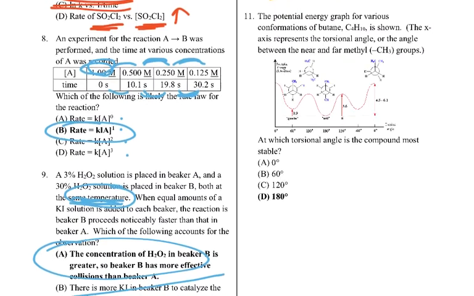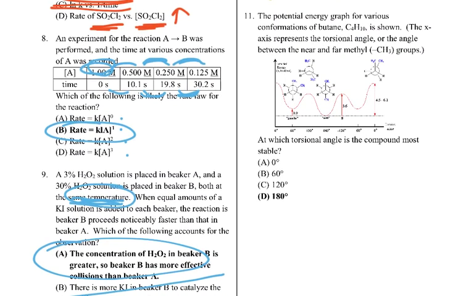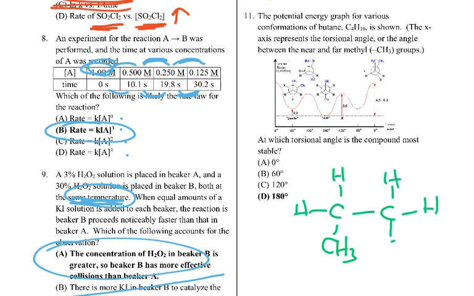Okay, number 11. The potential energy graph for the various conformations of butane is shown. The x-axis represents the torsional angle, or the angle between the near and far methyl groups. You say, what are we talking about? We're talking about if we had two carbons connected, then we could rotate these atoms here so they could be hydrogen, hydrogen, and hydrogen. But we're saying one of these has a methyl group and the other one has a methyl group, and these are large enough that they're going to interfere with each other. So as this rotates around, this angle here, what happens to the potential energy?